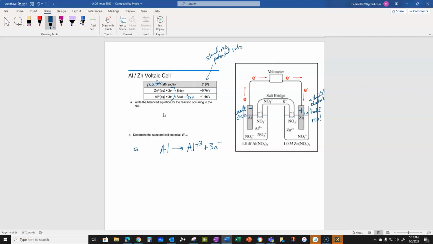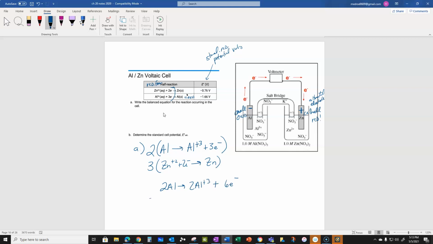Right here, I'm doing part A. And my zinc plus 2, and my 2 electrons, and then zinc solid. Well, if they can't cancel out, you've got to find a factor to make them cancel. And that factor is going to be 6. So I'm going to have to multiply this whole equation by 3, and this equation by 2. Then I just show this work right underneath it, give it a little space, and 2 Al plus 3, and now I've got 6 electrons.